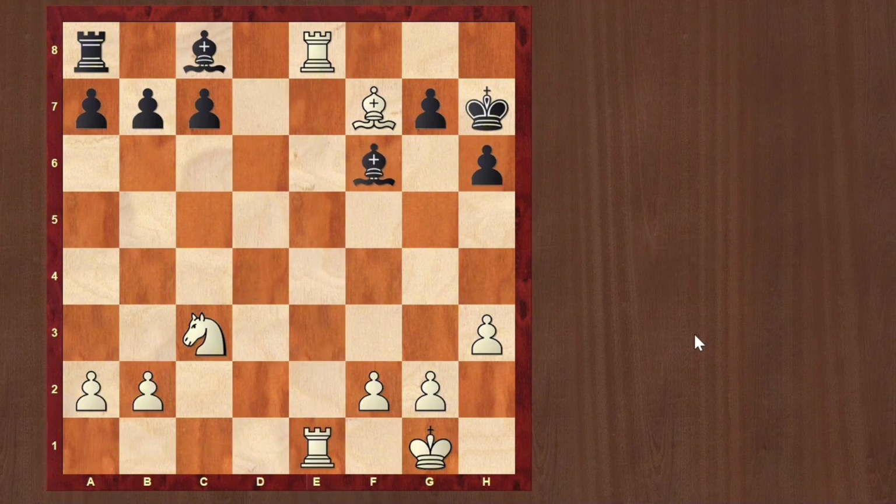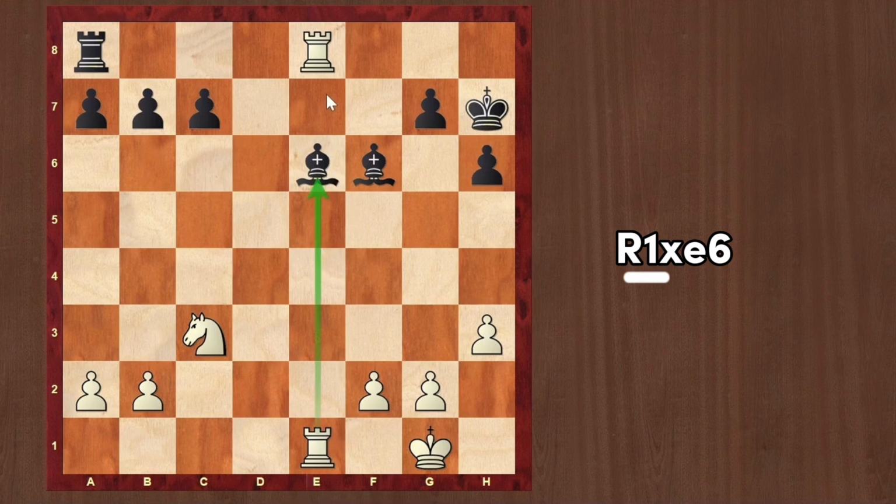Similarly, a couple moves later, we get to a position where white plays rook takes E6. But in this example, I said rook 1 takes E6. Why not rook E takes E6? Well, in this case, both rooks are on the E file. So saying rook takes E6 would not be enough. Saying rook E takes E6 would still not clarify it enough.